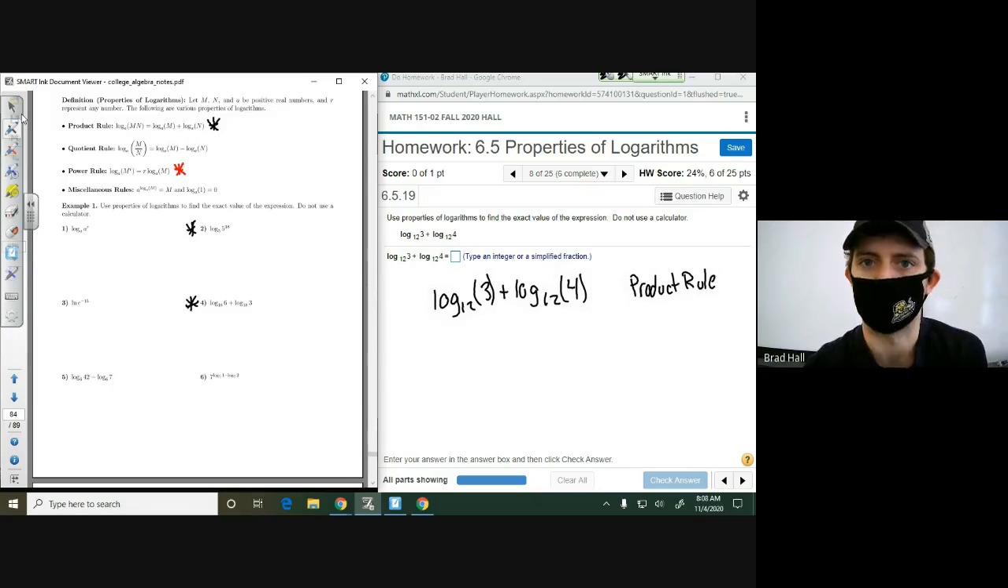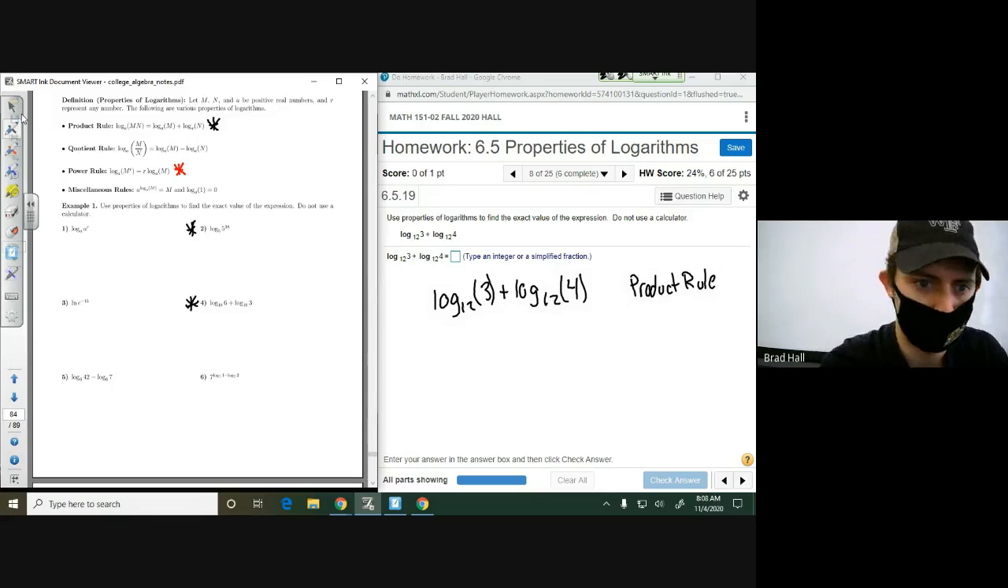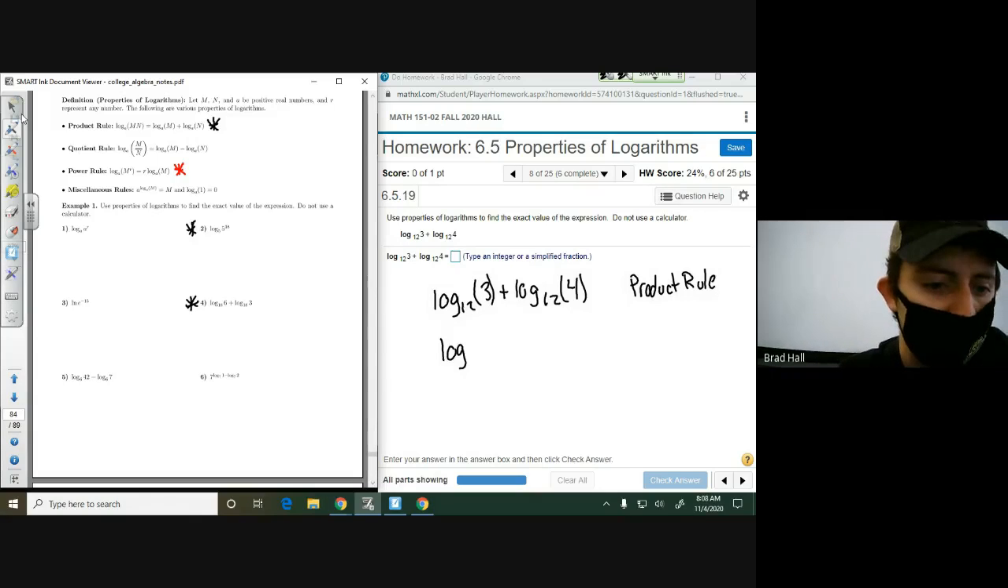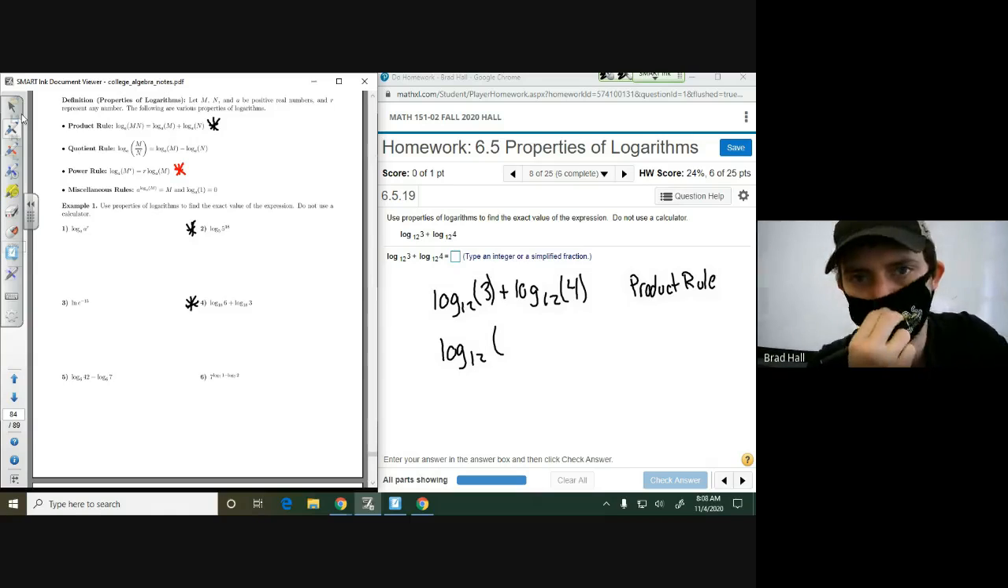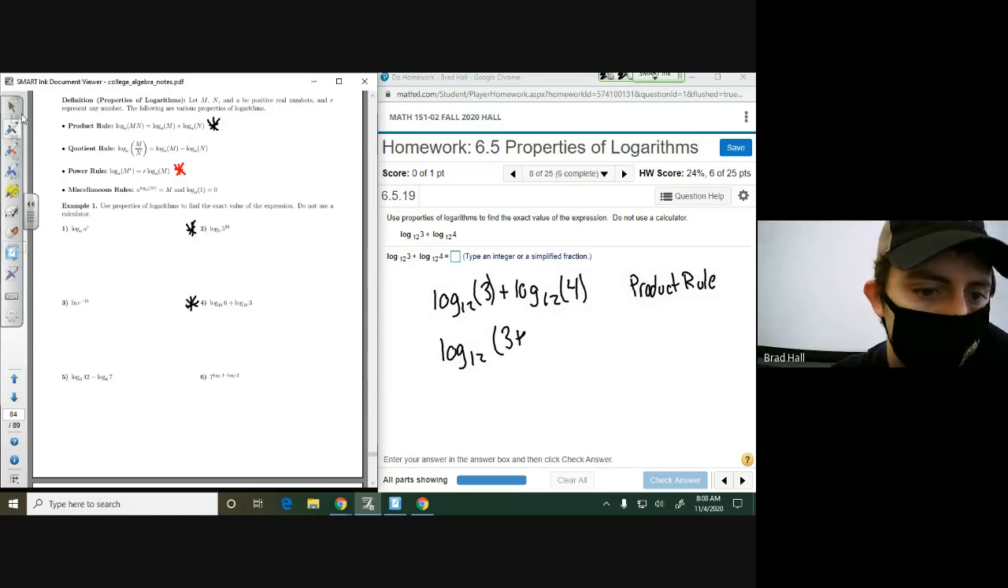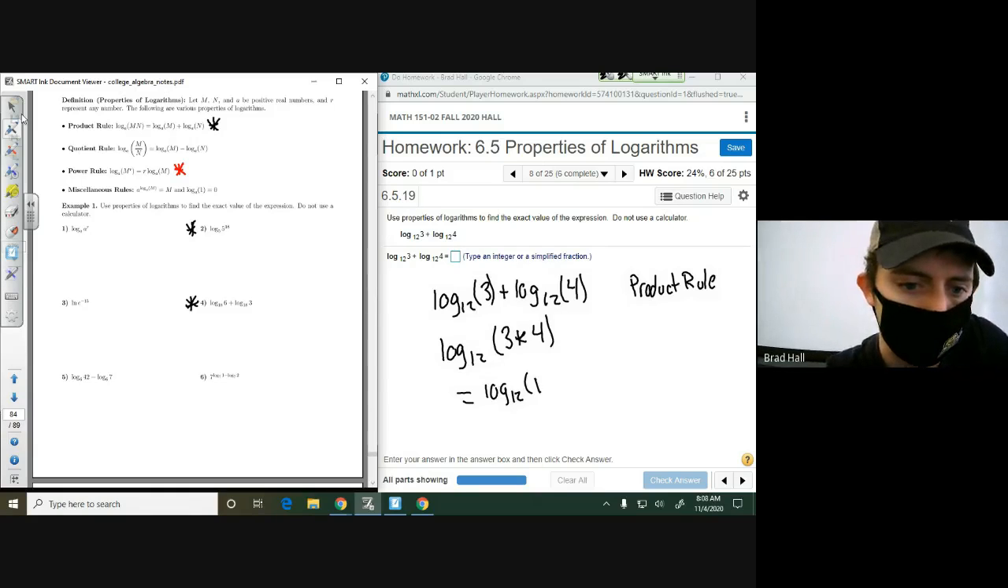So you can use the product rule whenever you're adding 2 logarithms together with the same base. And so the product in question is just 3 times 4, which is log base 12 of, well, 12.